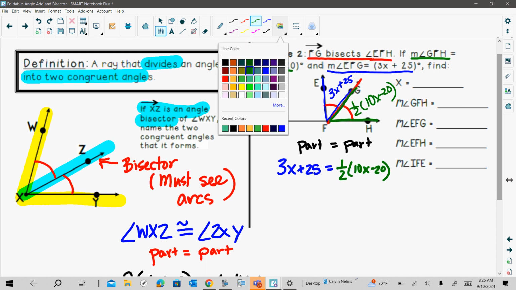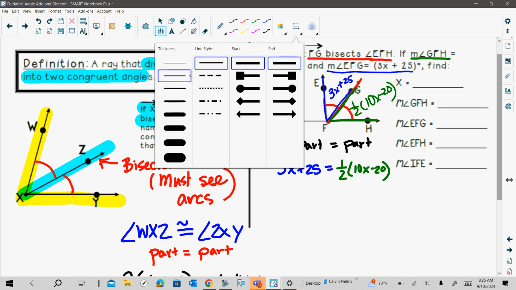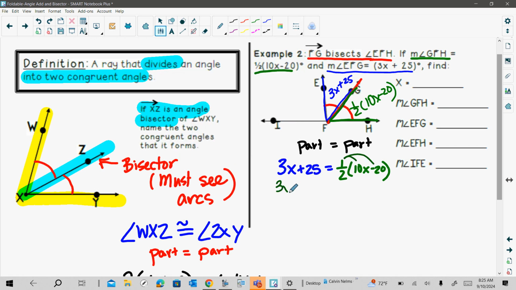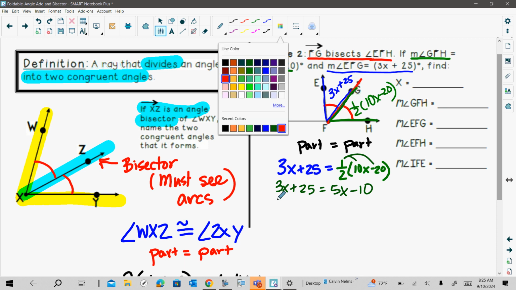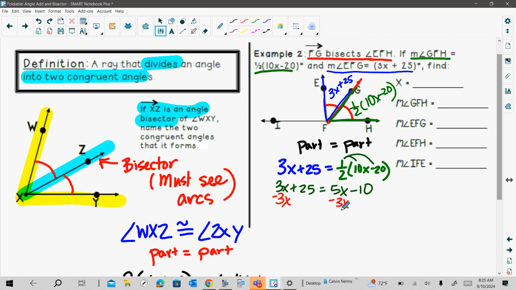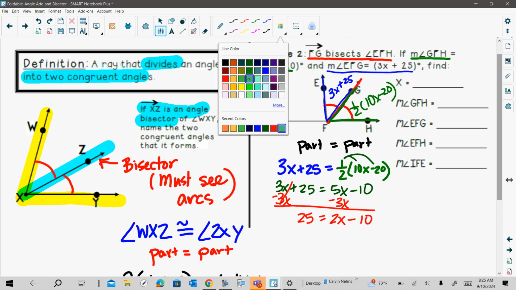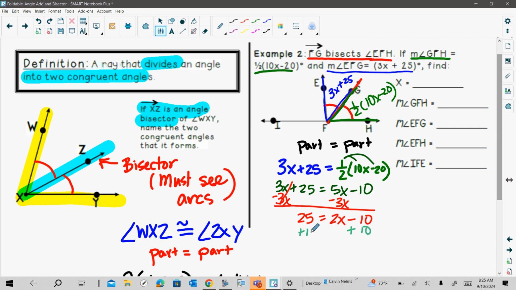All right, so we just need to simplify this by distributing the 1/2 first. That's going to give me 5x minus 10. Start with your smallest variable. Eliminate that. So isolate the variable. So we get 25 equals 2x minus 10. Isolate the x term. Add the 10. We get 35 equals 2x. Sorry.